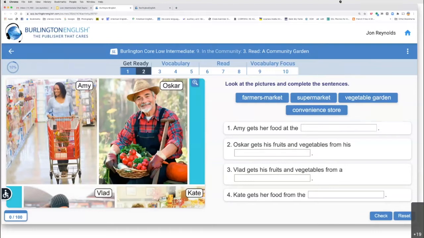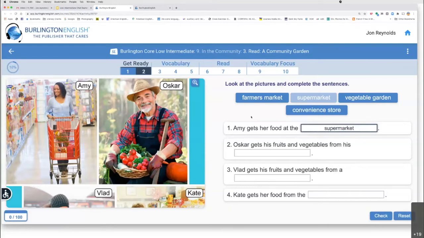So again, if looking at the photos, right, the idea is the pictures can help us, but maybe the words can help us too. For example, for number one, I see Amy here. Okay, so there's her situation. So guys, I'm going to read and then you tell me what the answer is going to be. Amy gets her food at the supermarket. Supermarket. Okay, so that looks like the supermarket there, right? Okay, let's try number two.